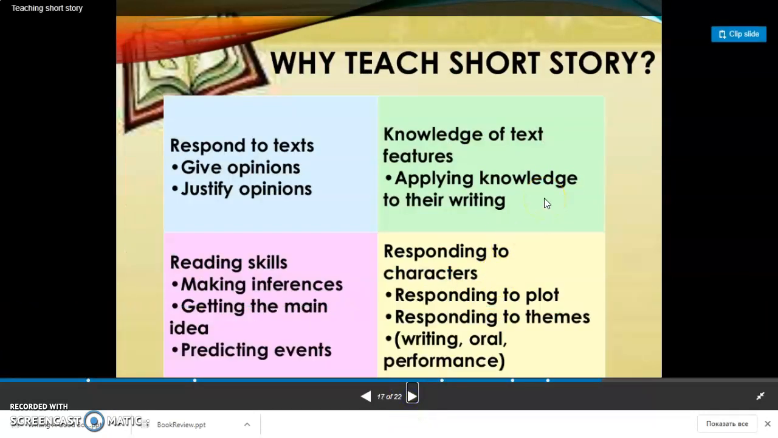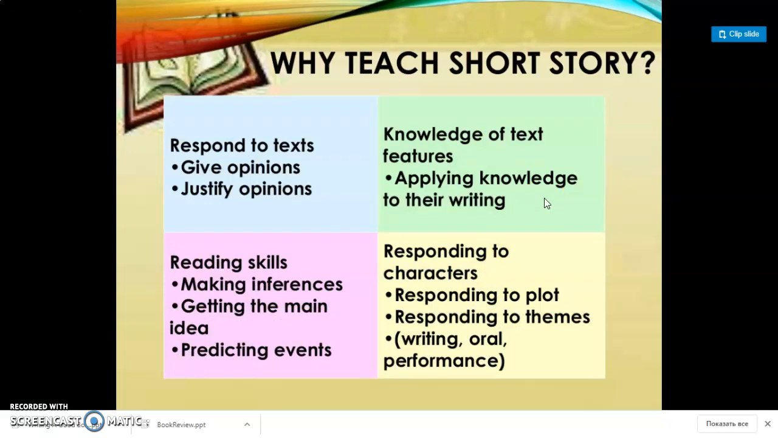Why teach short stories? We need to teach in order to respond to text, give opinions, justify opinions, and improve reading skills. It can help to improve reading ability. While learning short stories, we can make inferences, get the main idea, predict events. Knowledge of text features, so applying knowledge of their writing. By reading, they can also improve their writing skills as well.